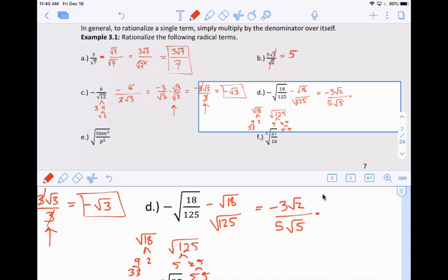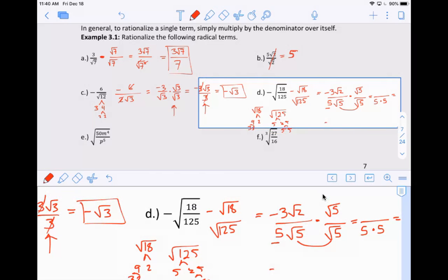Careful, I'm not going to multiply by another 5 root 5 here. That's too much. That's unnecessary. In this case, I just need to multiply by a root 5. And therefore, I would get the 5 that was already there and another whole 5, and I get 25 on the bottom. I've run out of room. Okay, we'll cycle it down.